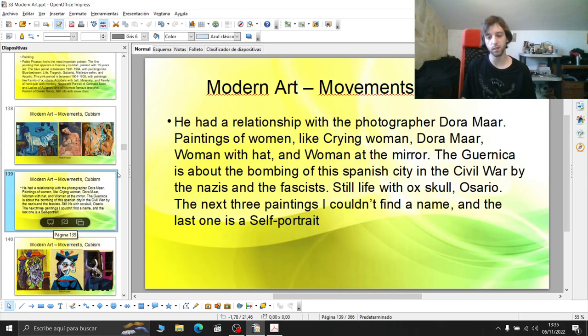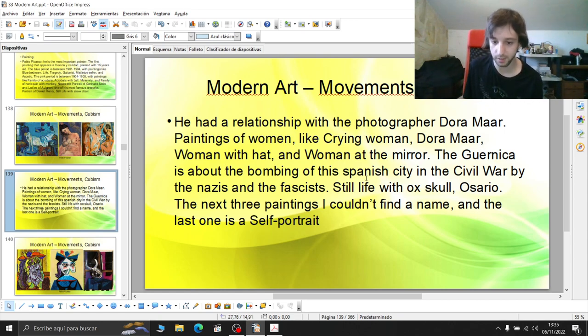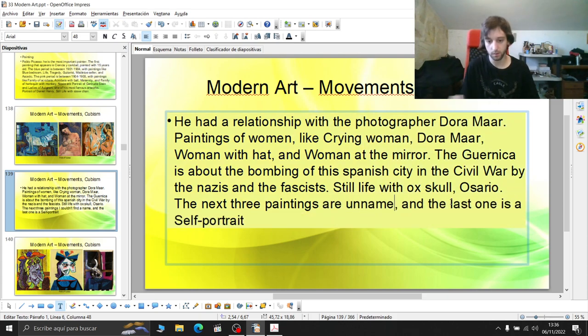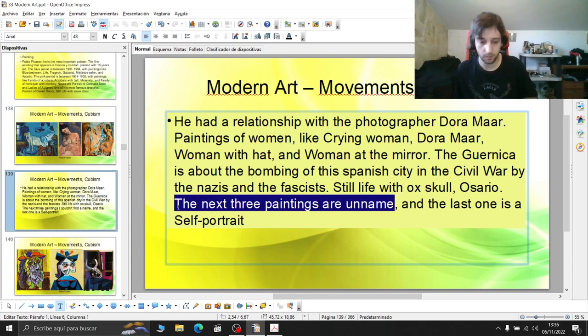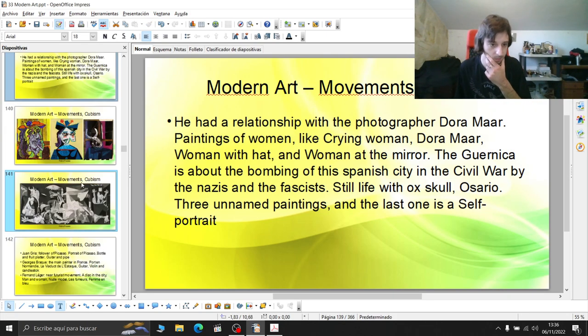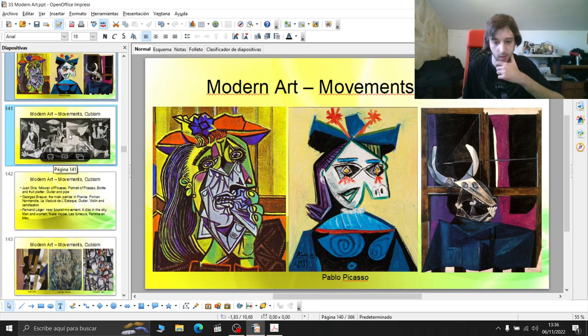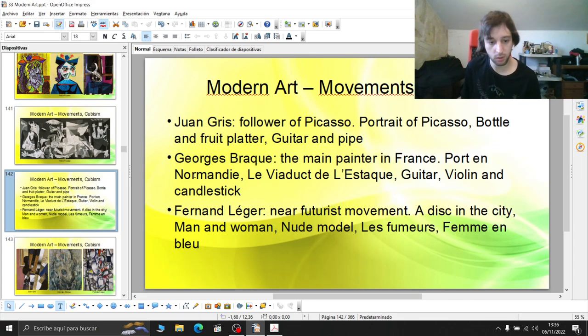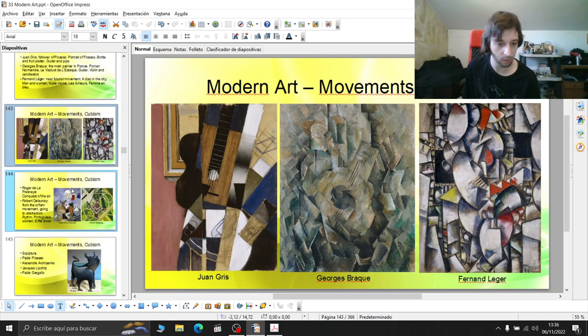He had a relationship with the photographer Dora Maar. Paintings of women like Crying Woman, Dora Maar, Woman with Hat, and Woman at the Mirror. Guernica is about the bombing of this Spanish city in the Civil War by the Nazis and the fascists. And then some other paintings. Here are examples of the Crying Woman and Guernica. Juan Gris, follower of Picasso, Georges Braque, the main painter in France, and Fernand Léger, near the Futurist movement. Here are examples of everyone.